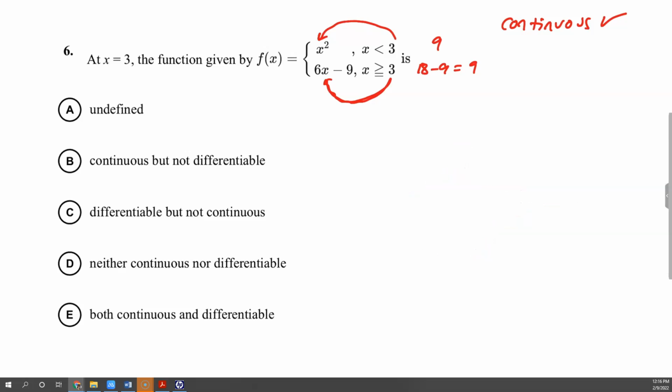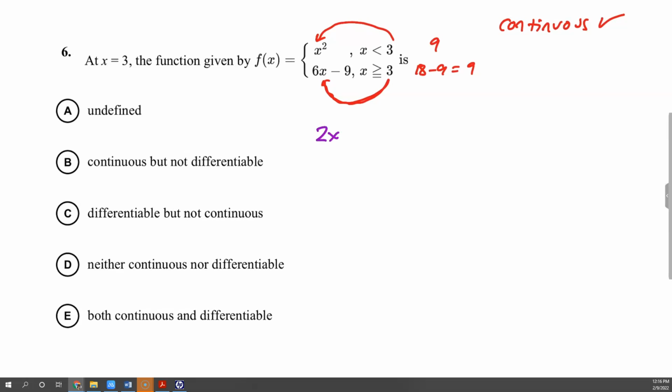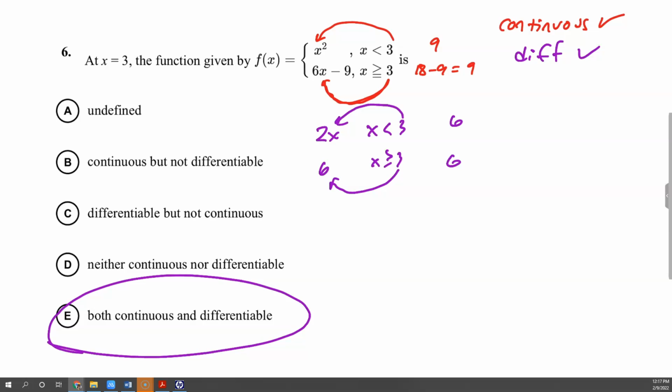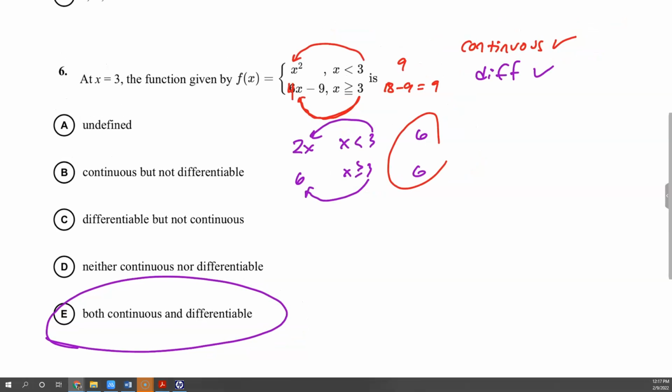So the derivative of x squared is 2x. The derivative of 6x minus 9 is 6. This is where x is less than 3, and x is greater than or equal to 3. As I plug that in, I get 6. As I plug that in, I get 6. So it is differentiable. We love that. Both continuous and differentiable. What would make it not differentiable? Let's say that this number was 4x minus 9, and I took the derivative, and that one would be 4. That would not be differentiable. Does that make sense? If these derivatives didn't equal each other, it wouldn't be differentiable, but it could still be continuous, okay?